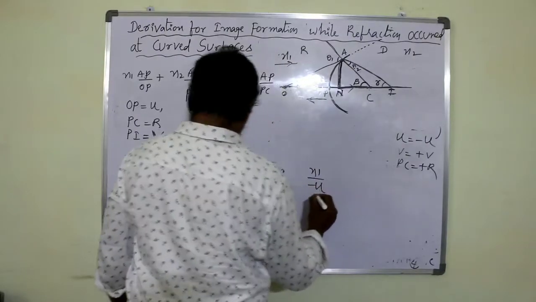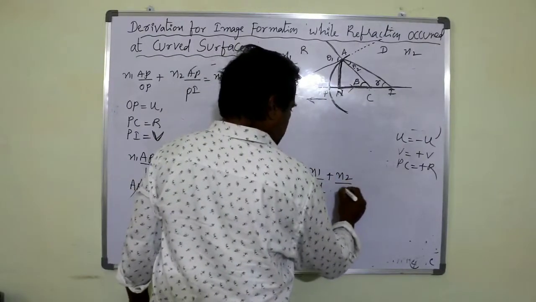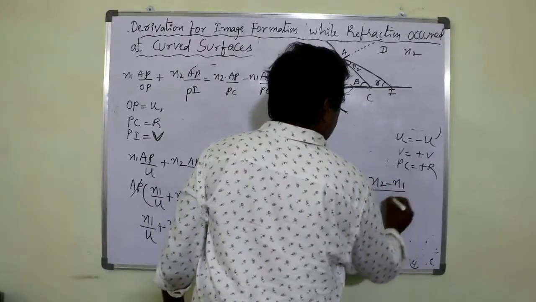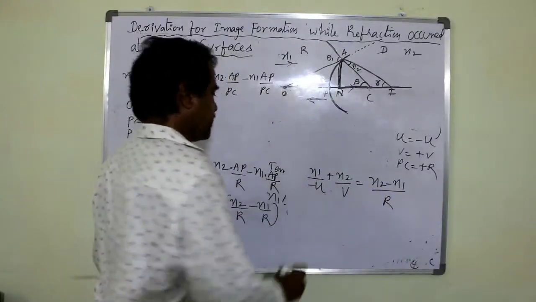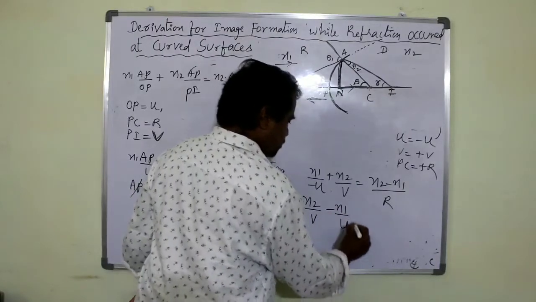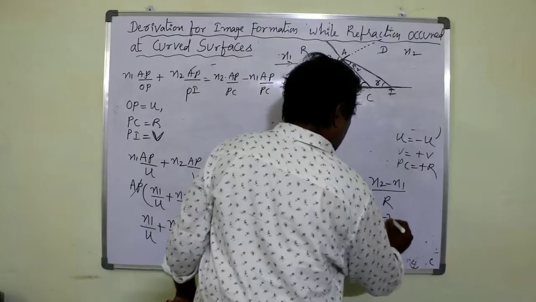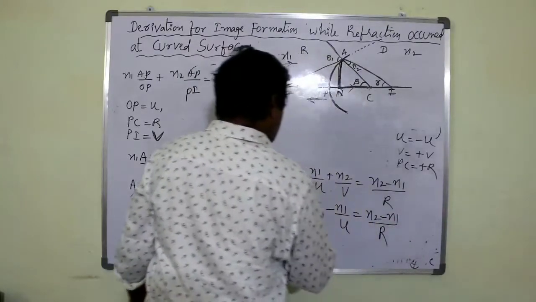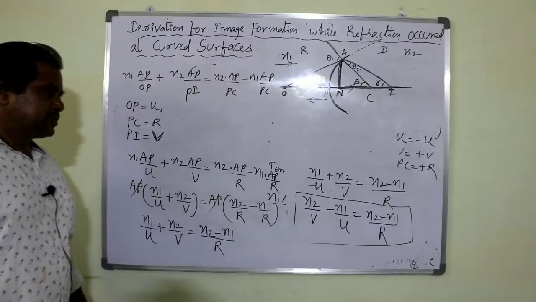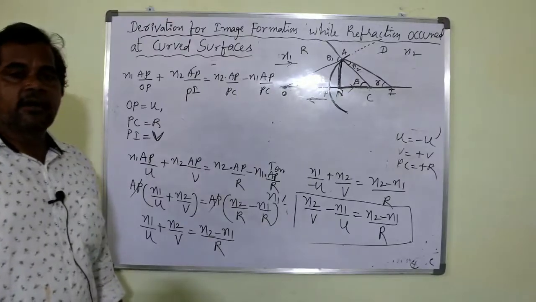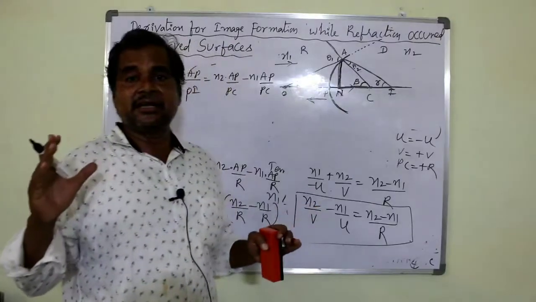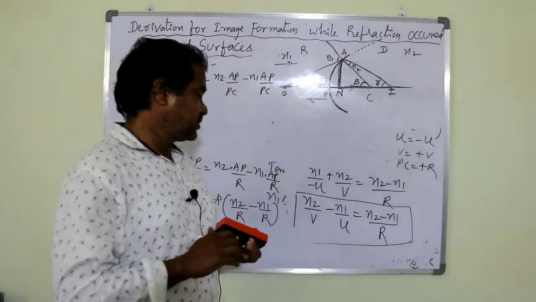n1 by minus u plus n2 by v is equal to n2 minus n1 by r. So r is positive. It can be written as n2 by v minus n1 by u is equal to n2 minus n1 by r. So this is the equation for the image when any object is placed in front of a curved surface.